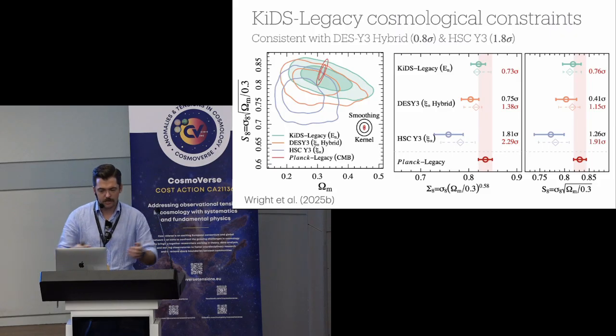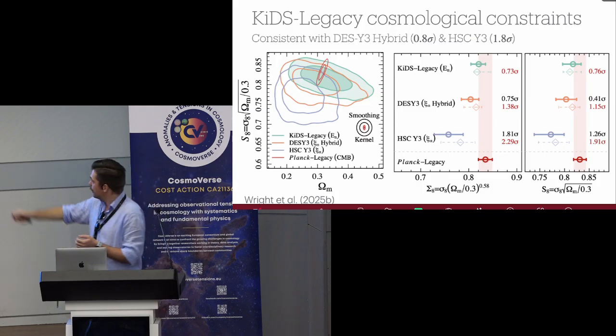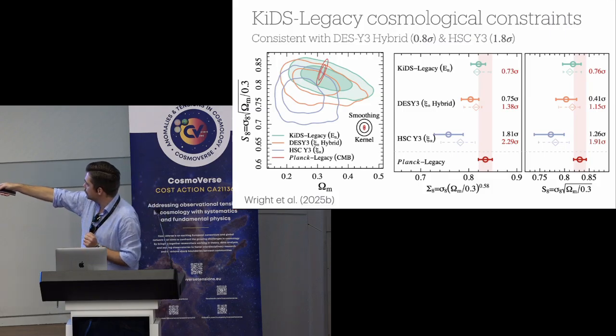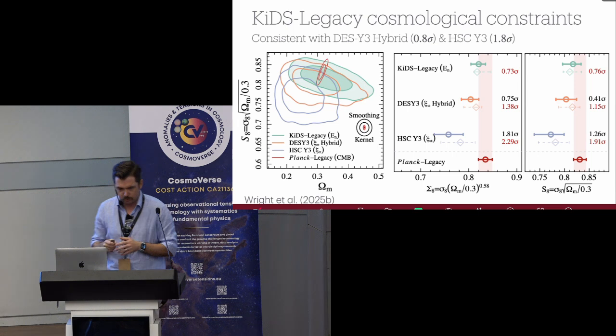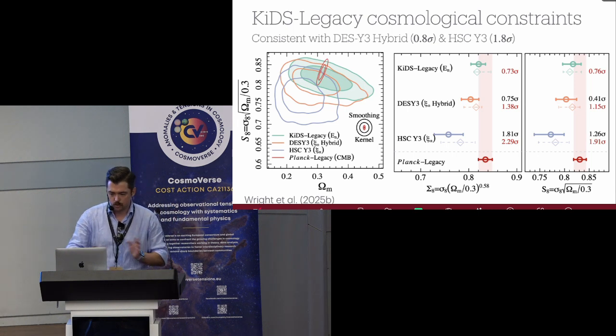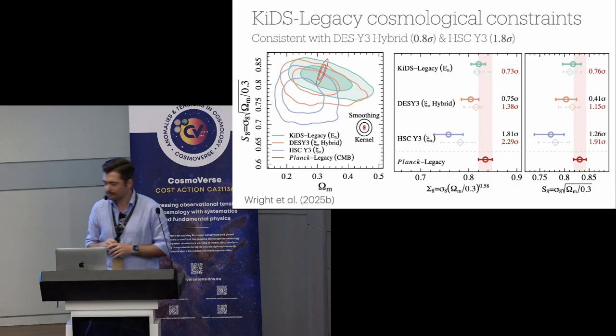And as you can see, the constraints from cosmic shear with KiDS-Legacy are in very good agreement with the constraints from DES Year 3, and we're very, very much looking forward to the DES Year 6 analyses, which is coming out imminently, or so the water cooler says. And are also formally in agreement with the results from HSC Y3. Formal agreement here being less than 2.3 sigma in marginal one-tailed distributions.